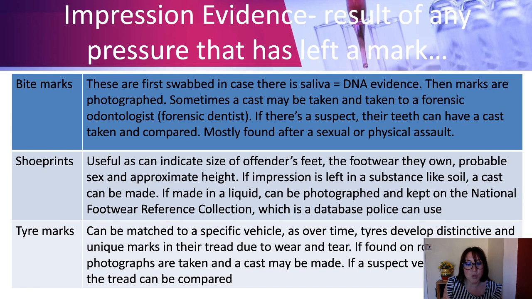Tyre marks can be matched to a specific vehicle, as over time tyres develop distinctive and unique marks in their tread due to wear and tear. If found on the road or soil, photographs are taken and a cast can be made. If a suspect vehicle is found, the tread can then be compared. You can also tell kind of the age of a car. If the tread's excellent, chances are it's a newer car, or the tyres have just been changed recently.